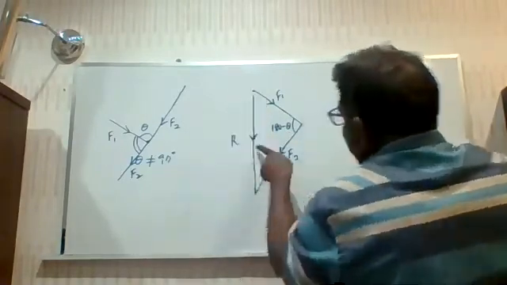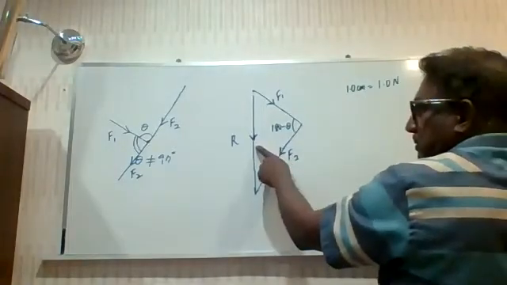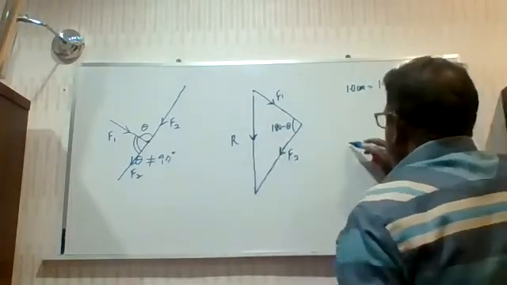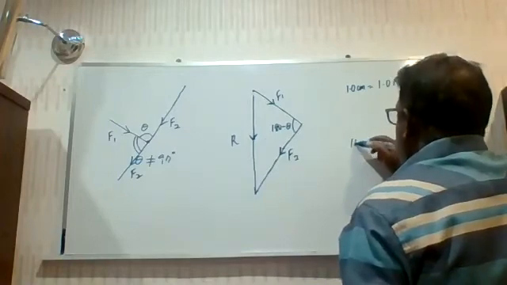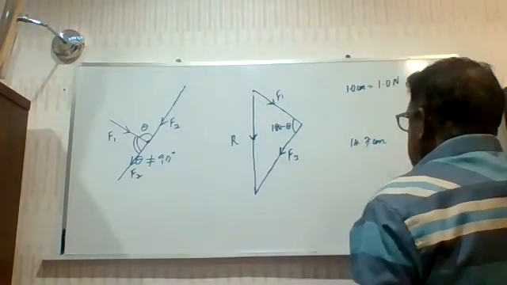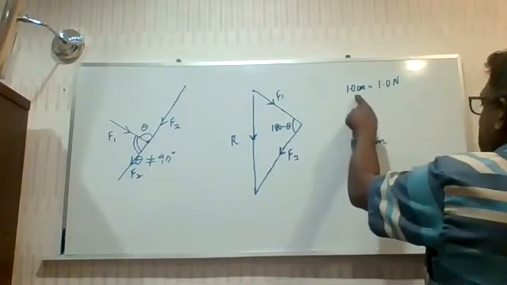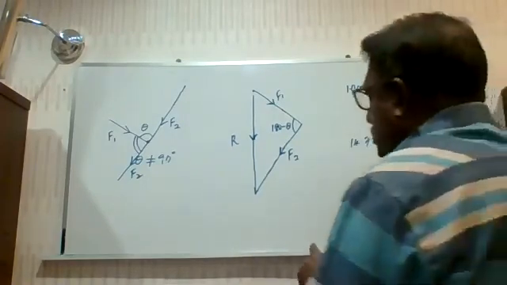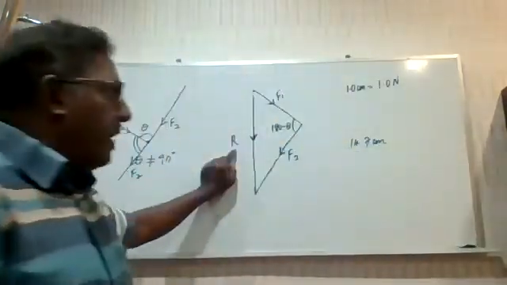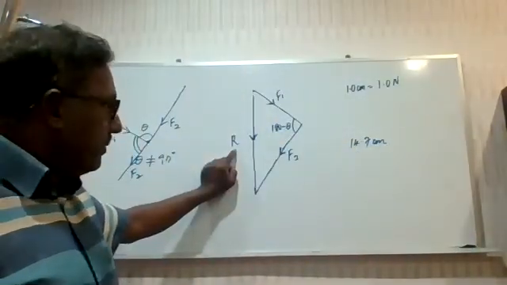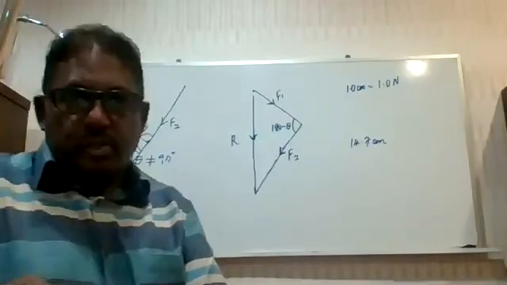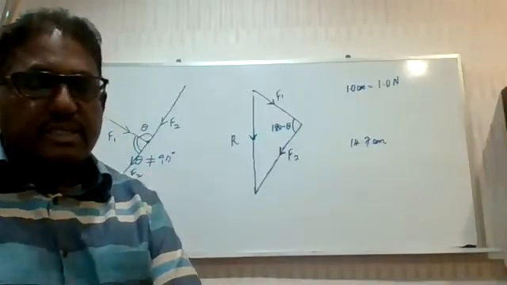Once you draw, you find the length. Let's say, for example, this length happens to be 14.7 centimeters. So 14.7 centimeters based on my scale happens to be 14.7 newtons. So straight away you get your resultant force as 14.7 newtons. You just got to practice how to draw, that's all. Okay? That's how you get it.